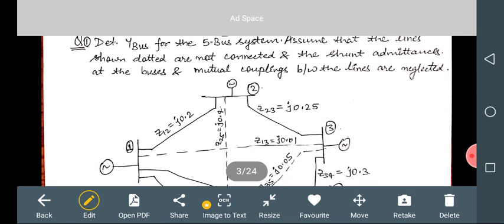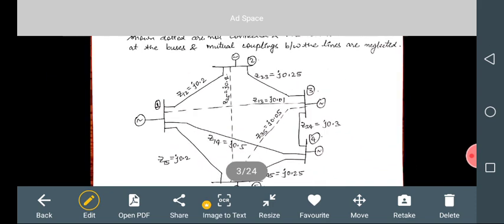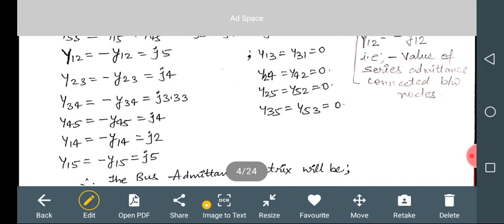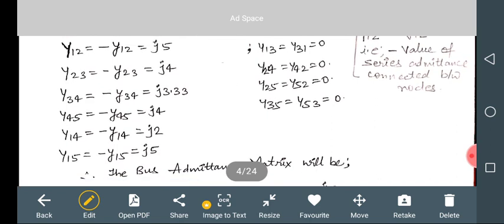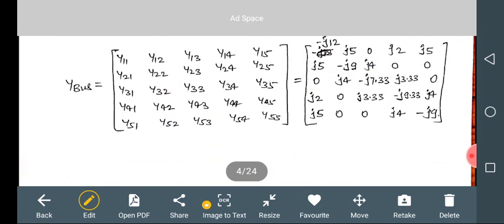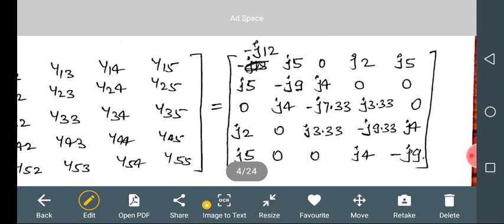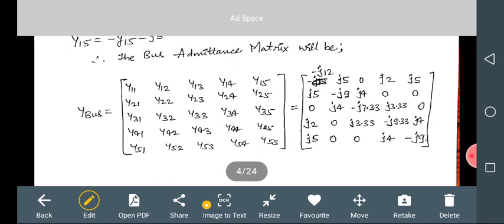So we have written all the diagonal and off diagonal elements, and now finally put all these diagonal and off diagonal element values in this matrix. This question is based on the nodal admittance matrix, therefore the bus admittance matrix will be like this. We can calculate it.